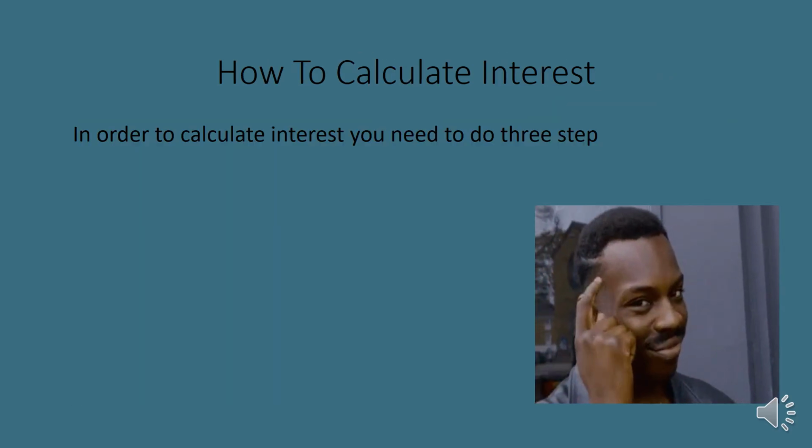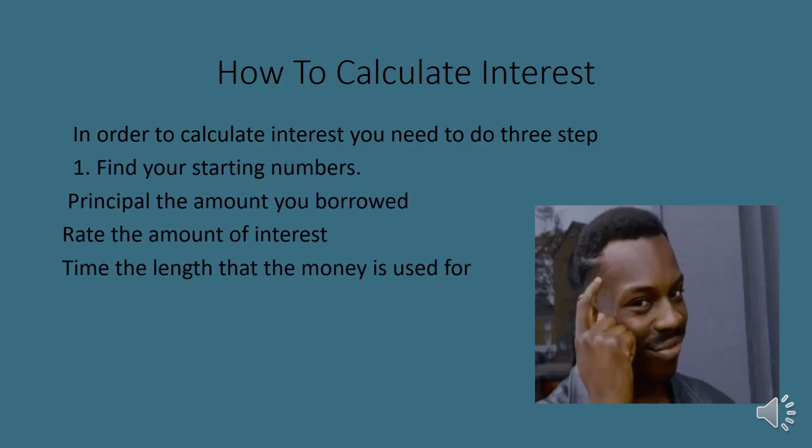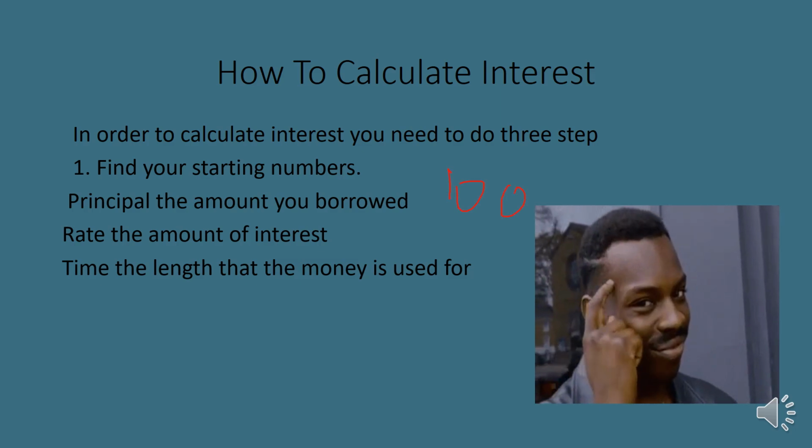How do we calculate the interest rate in general? In order to calculate interest, you need to follow these 3 steps I'm about to show you. Find your starting numbers. Let's say principal. Your principal is the amount of money that you took from the bank or you lent. It's going to be, let's say, $100. Then you have to figure out the rate, which is going to be, let's say, 5%, a simple one. And then the time, the length the money has to be used for. What this means is 2 years. That's how long we're going to use it for, right?